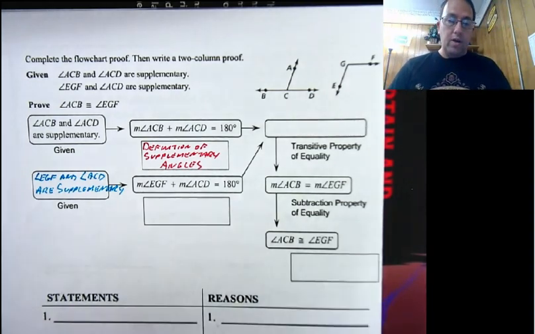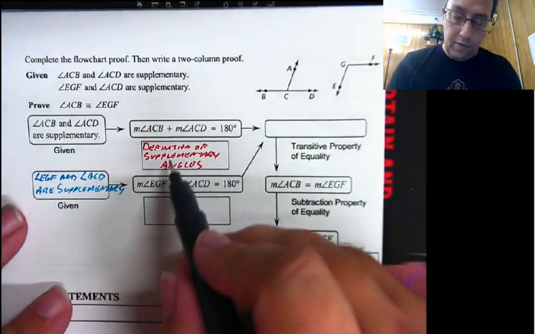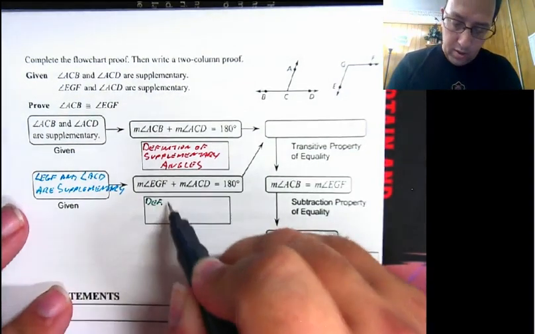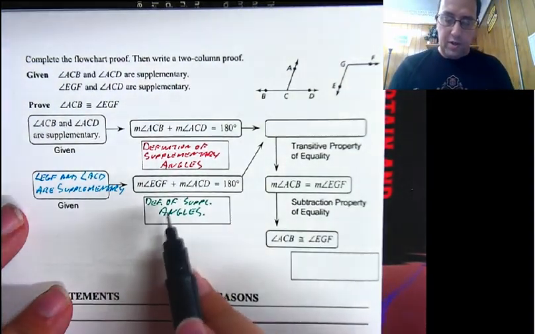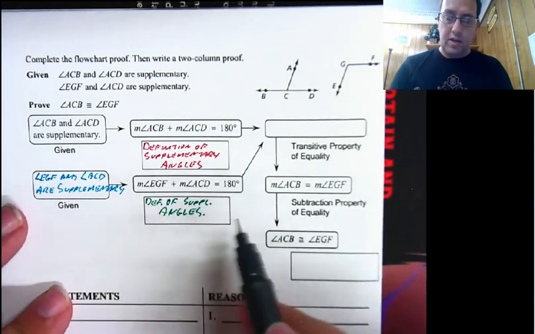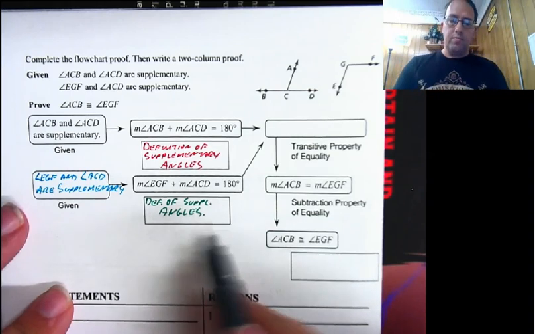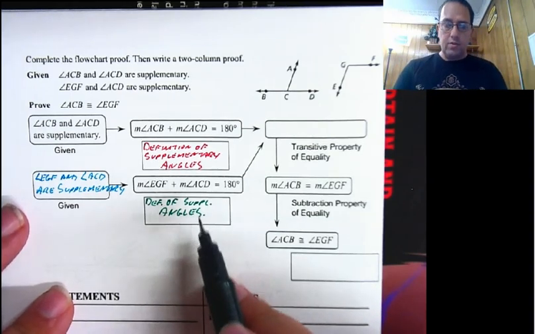What do I know about that? What does that tell me? Well, the same thing the other supplementary angles told me: the measures add up to 180 degrees. So that's what I'm going to put in this box. Definition of supplementary angles. You can abbreviate definition as DEF. You can abbreviate supplementary as SUPPL. So, definition of supplementary angles.